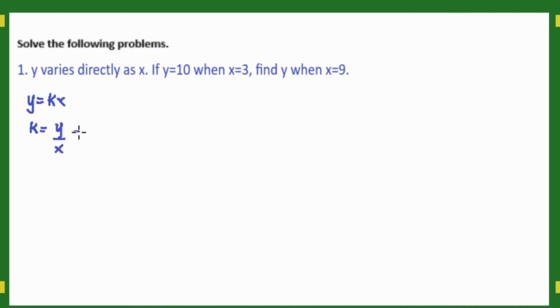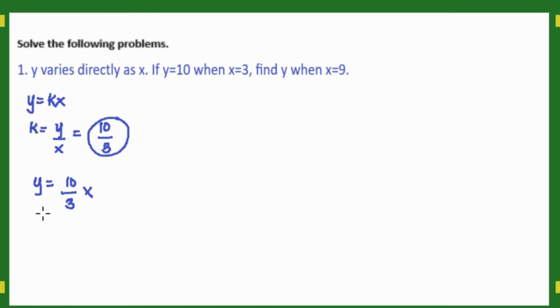Let's solve first for the value of k. Hanap niyo yung first pair. So, with this problem, sabi niya y is equal to 10 when x is equal to 3. So, y is 10 when x is 3. So, the value of k is 10 over 3. Tapos, ilagay niyo lang siya dito sa first equation. So, y is equal to kx. So, we have y is equal to 10 over 3x.